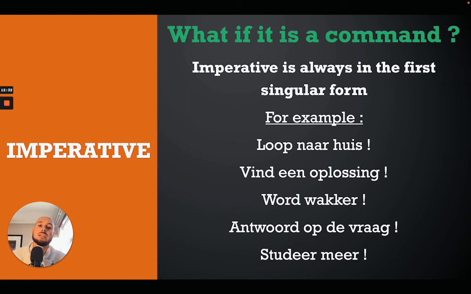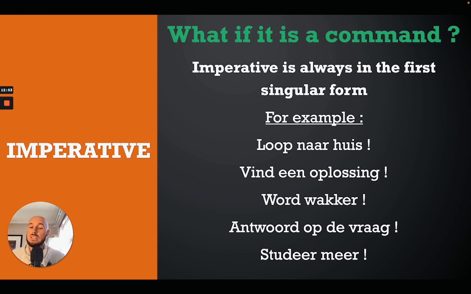Alright, we shall continue, and we have a little extra. What if it's a command? Now, a command is an imperative, right? If you command somebody, you say do this, don't do this, and so on. Now, the imperative in Dutch is always in the first singular form. We take a look at the examples. For example, loop naar huis. Walk home. Vind een oplossing.